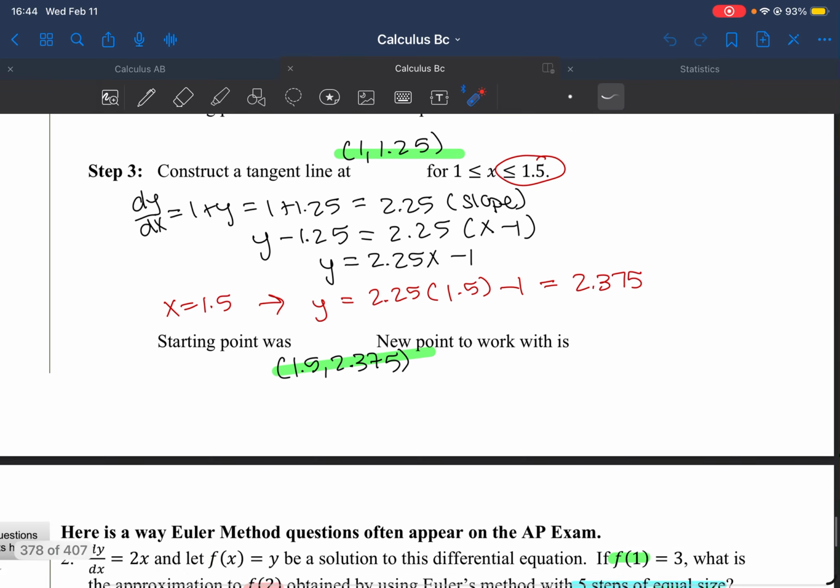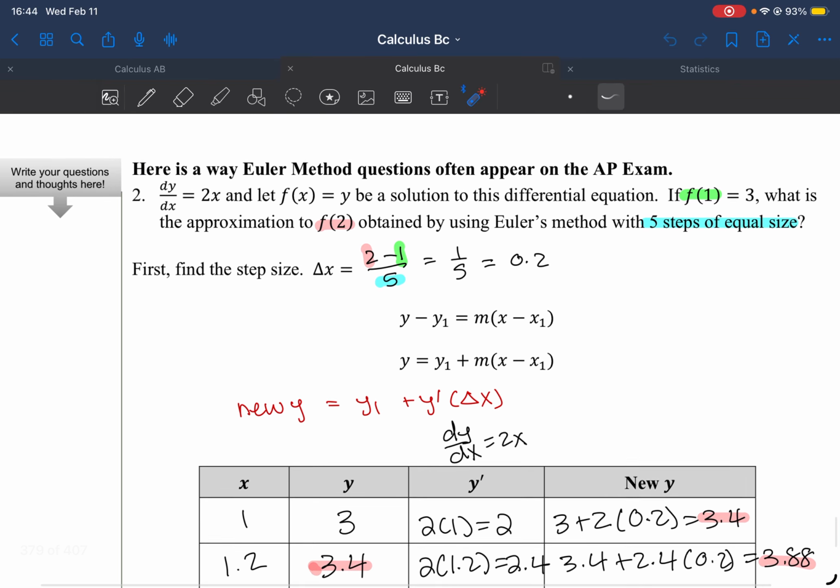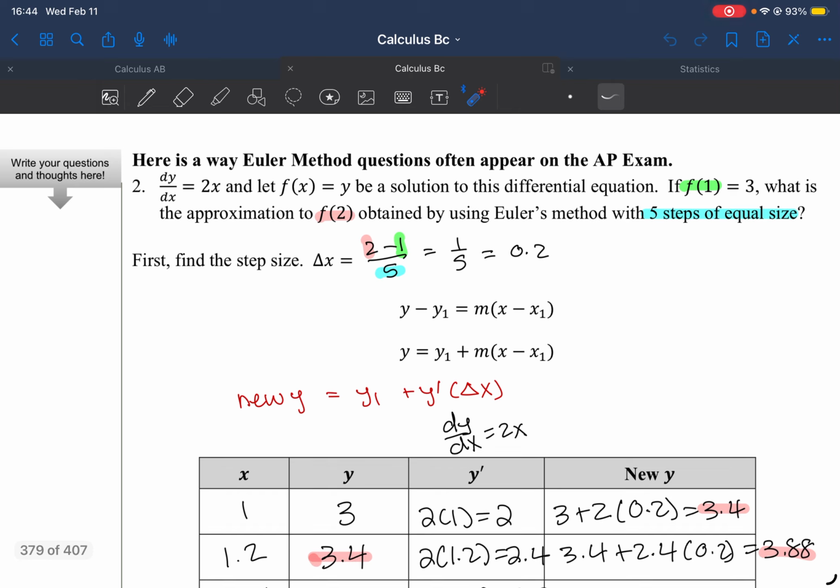So number 2 is actually how Euler's method is going to appear on the AP exam. So number 2 says dy/dx is equal to 2x, and let f of x equal y be a solution to the differential equation. If f of 1 is equal to 3, what is the approximation of f of 2 attained using Euler's method with 5 steps of equal size? So notice I highlighted f of 1, f of 2, and 5 steps of equal size. We're going to use that information to find the step size, or the change in x. And when I plug in those numbers here, I get 1/5, or in other words, 0.2.